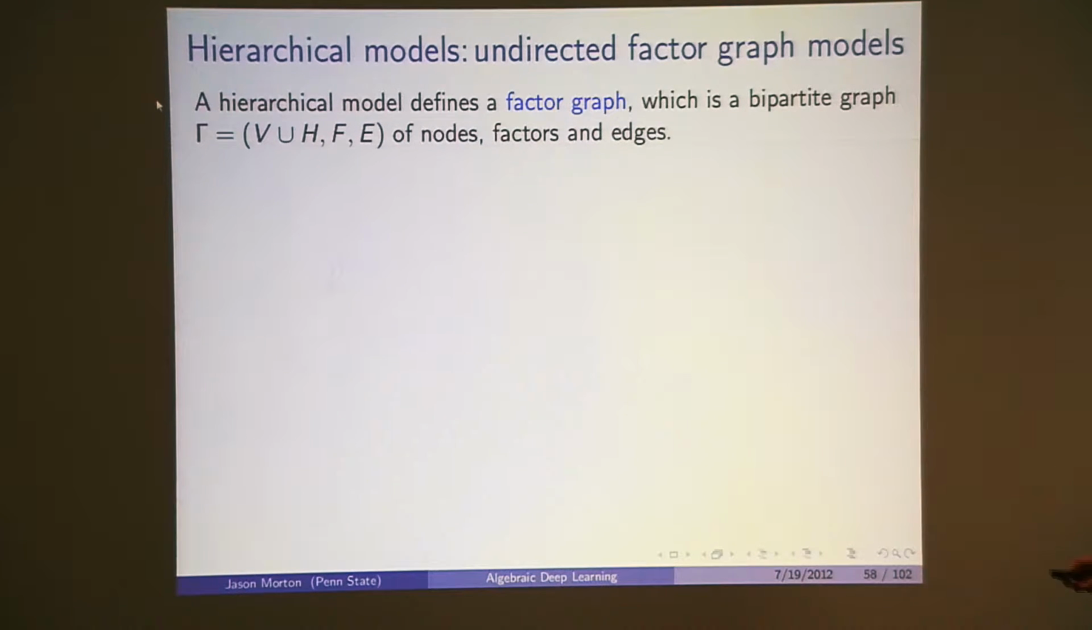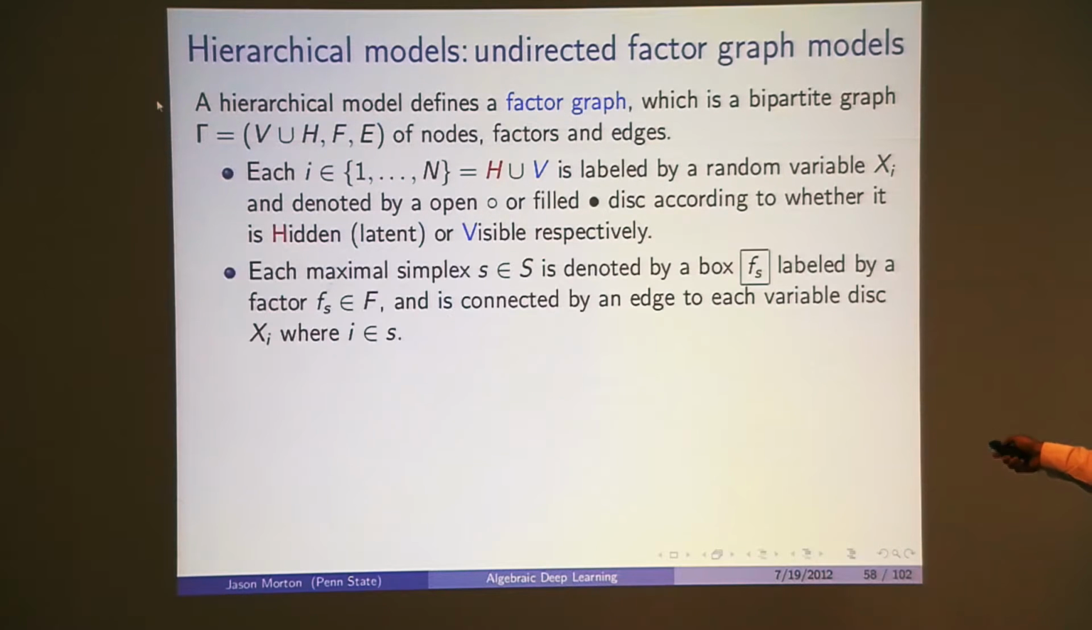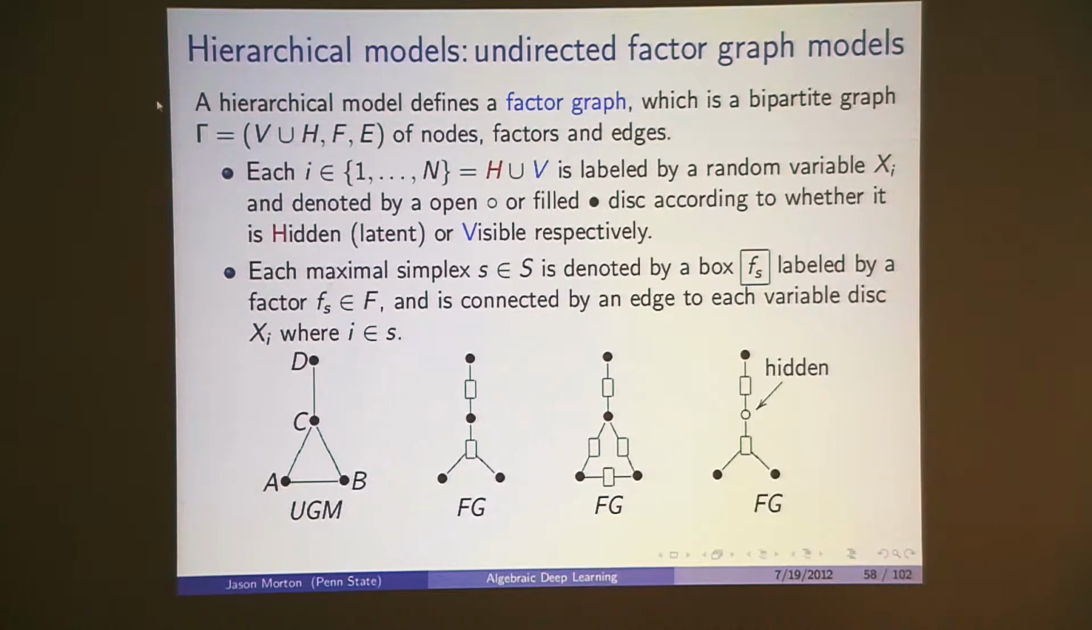And it defines a factor graph, as we've been seeing. This is just the bipartite graph of nodes, factors, and edges. I'm going to allow hidden variables, denoted by an open disk, and a filled disk for visible variables. And every maximal simplex in this factor graph is denoted by a box and is connected by an edge to each variable that is included in this maximal simplex. Okay, so there's some combinatorial data that defines this thing. Here's one with a hidden node added into it. And of course, hidden nodes make things much harder.